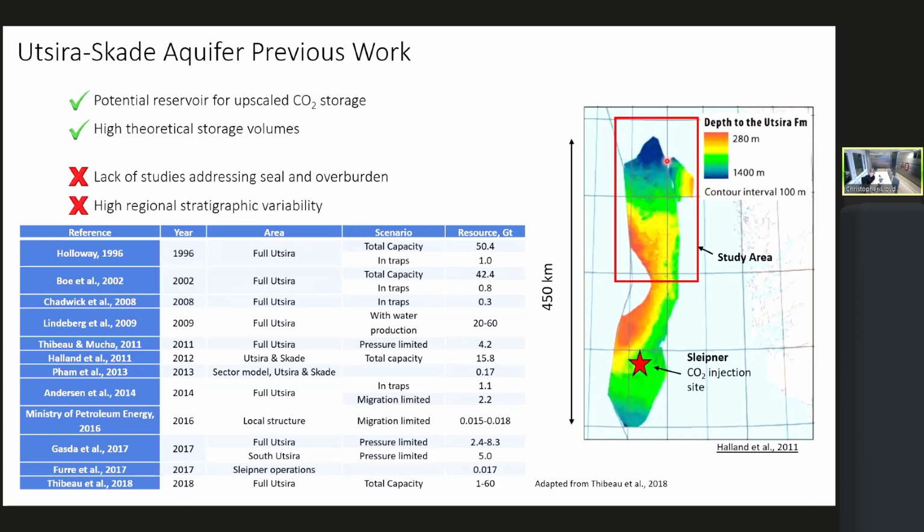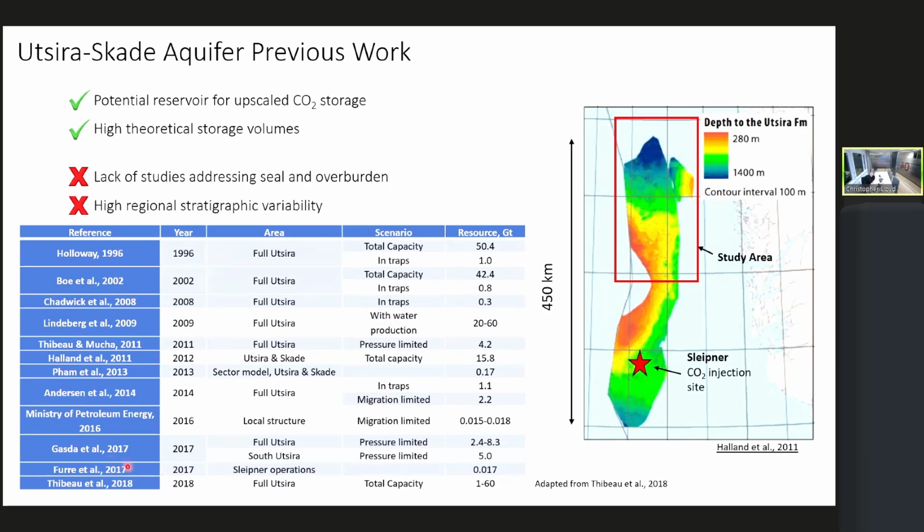So this aquifer has actually received a lot of attention in the past, and that's primarily because it is already used for storage at Sleipner, which is down here in the south. And most studies have either focused around this area or they've looked at the full aquifer. So that's where they look at that bottom layer of the pyramid.